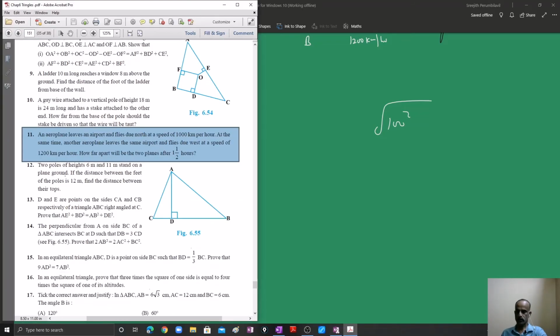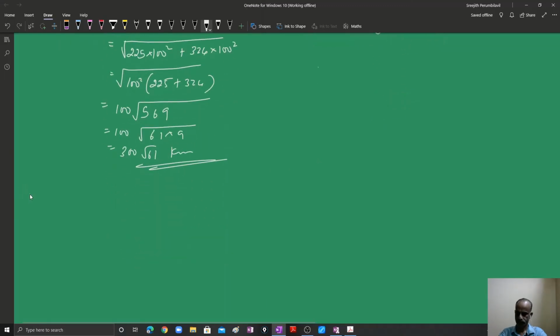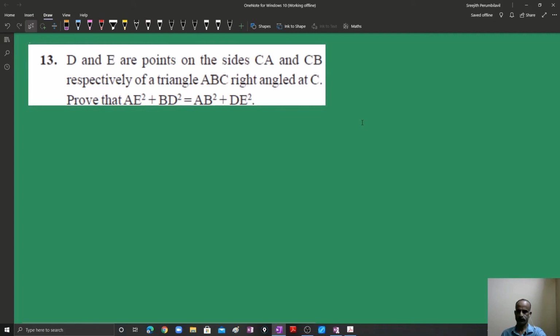Question number 11 is straight, you can try on your own. Question number 13. D and E are points on sides CA and CB respectively of triangle ABC, right angled at C. Prove that AE square plus BD square is equal to AB square plus DE square.